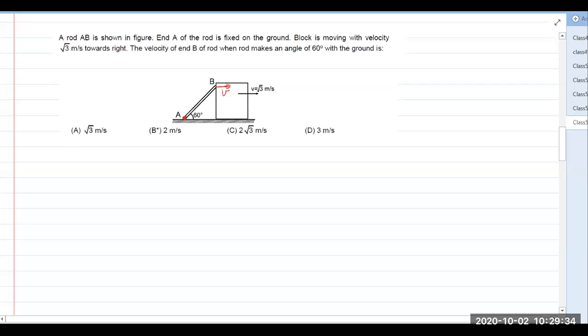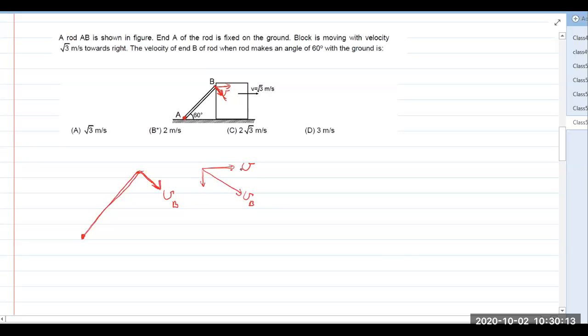In the horizontal direction, the velocity of end B is like this. But actually B is rotating about a fixed point. So the actual velocity, if I draw it separately: this is the rod, this is the fixed point, and the velocity of B is like this, VB. This VB will have two components, one along the horizontal and the second along the vertical.